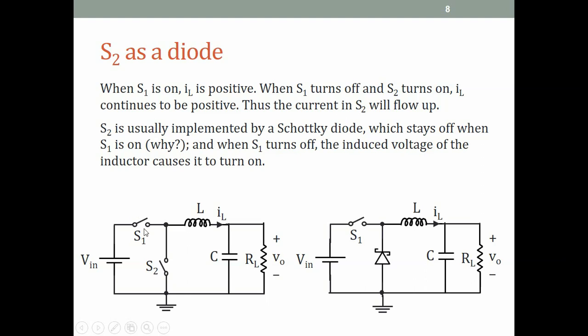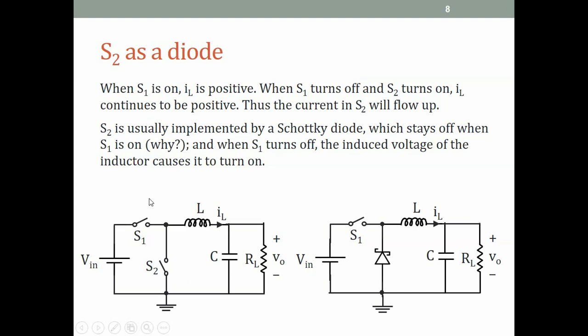So when S1 is closed, the voltage across the inductor from the left to the right is positive, right? Because Vin is greater than Vo. This is a buck converter. So the input is a DC. The output in steady state is also almost a DC. So a positive current IL flows in the inductor when S1 is closed.